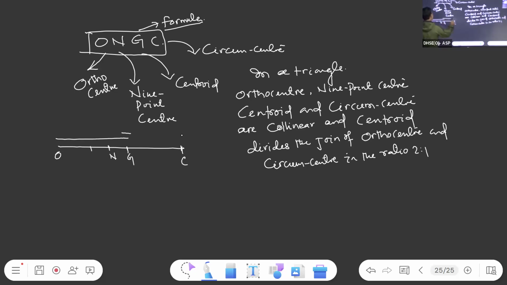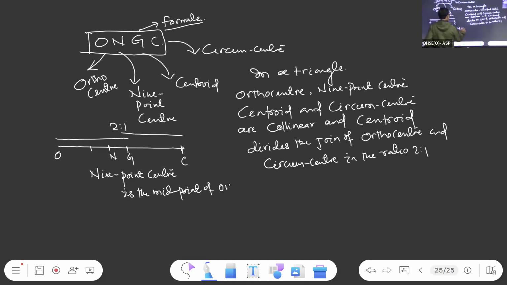OG is to GC is equal to 2:1. And the 9-point center is the midpoint of orthocenter and circumcenter. Quickly note it down.